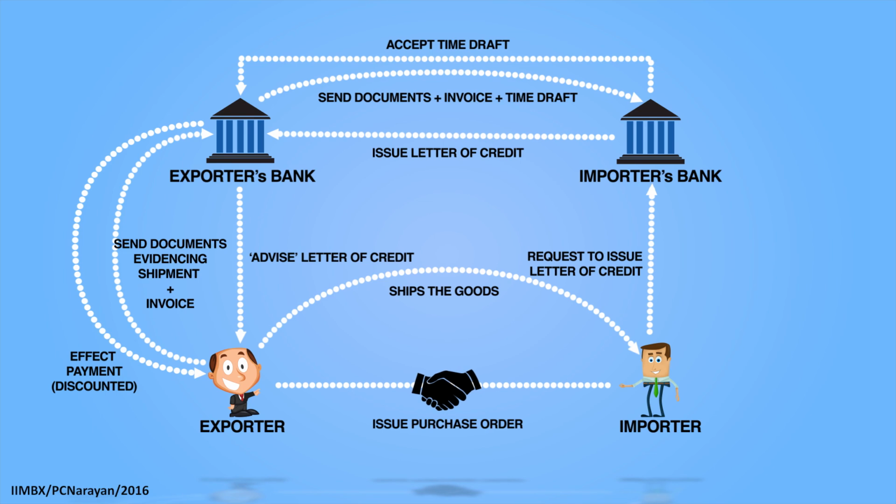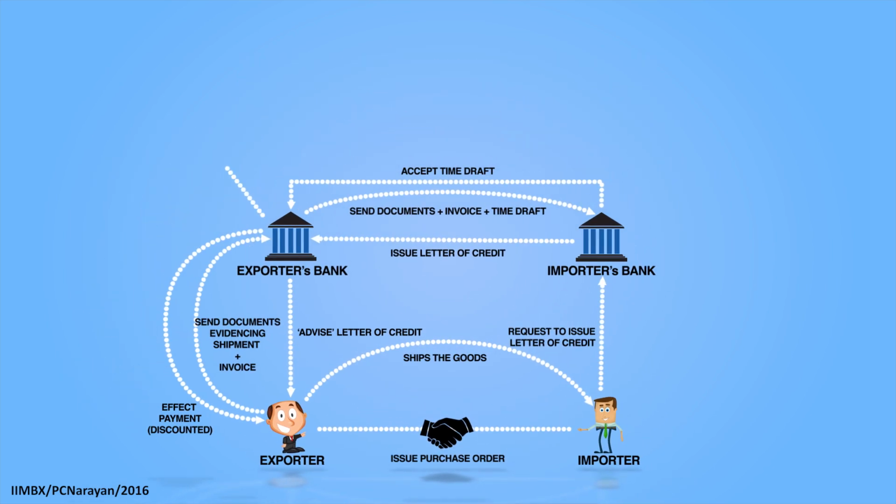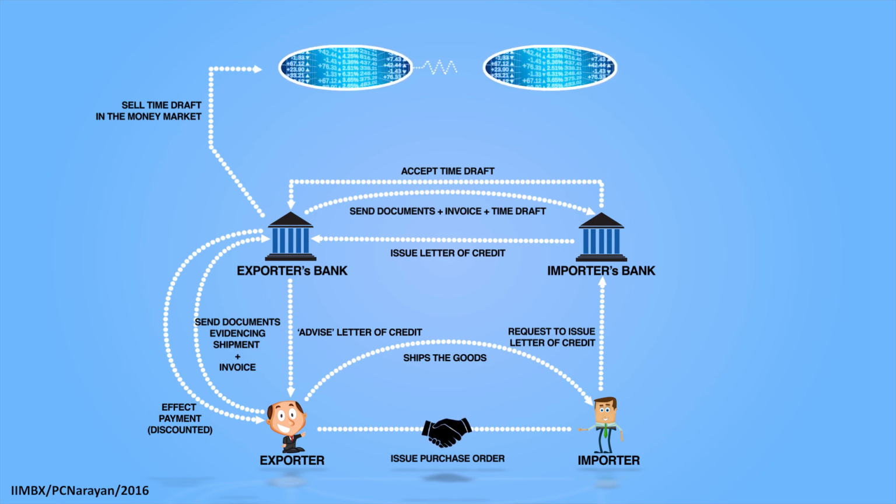The accepted time draft, therefore, can be traded, i.e. bought or sold like any discounted instrument in the money markets, similar to T-bills, commercial paper, etc., for a profit or a loss based on the fluctuations in the short-term interest rates. For these reasons, banker's acceptance is a widely traded instrument in the short-term market in several countries around the world, including the United States and the United Kingdom.